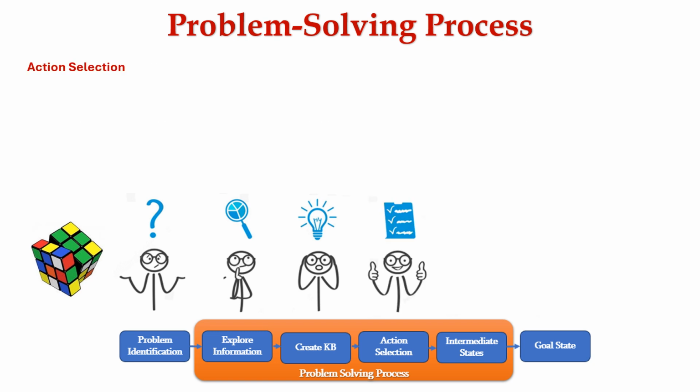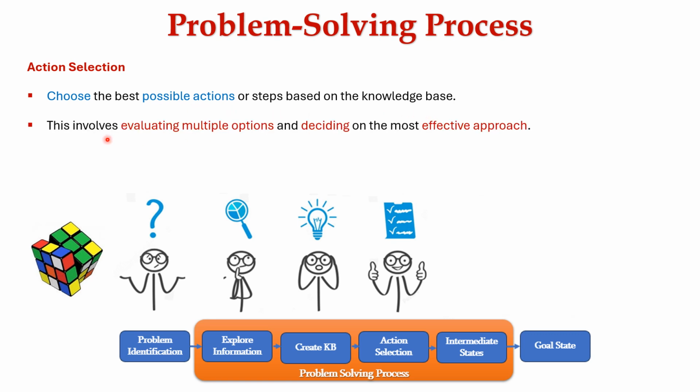Step 4 is action selection. So we need to choose the best possible solutions or steps based on the knowledge base. This involves evaluating multiple options and deciding on the most effective approach. We need to select the course of action to move closer to the desired solution.